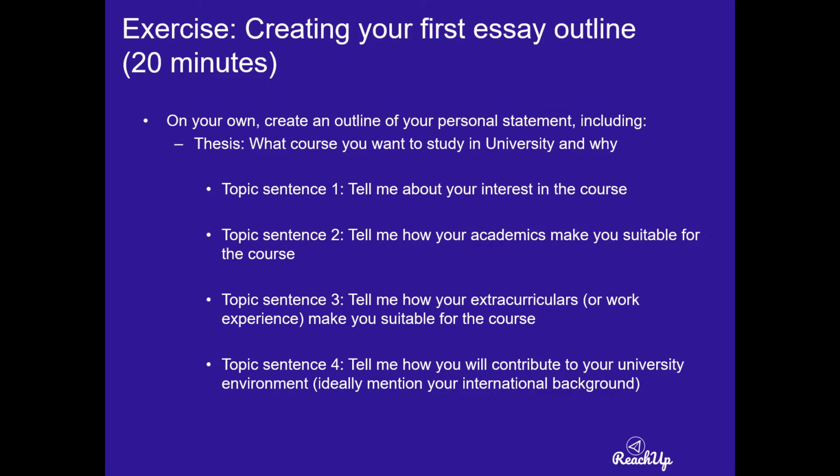And the last one is telling us how you'll contribute to your university environment, and ideally maybe mention your international background. And if you want, you can talk about your future aspirations, your professional aspirations. So spend the next 20 minutes to write these 5 sentences down, and then you'll have an outline.